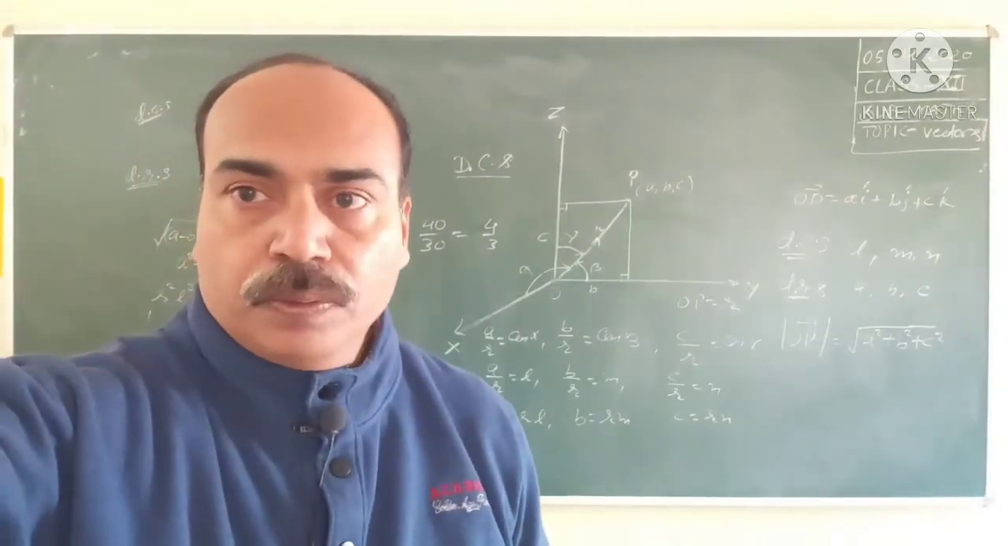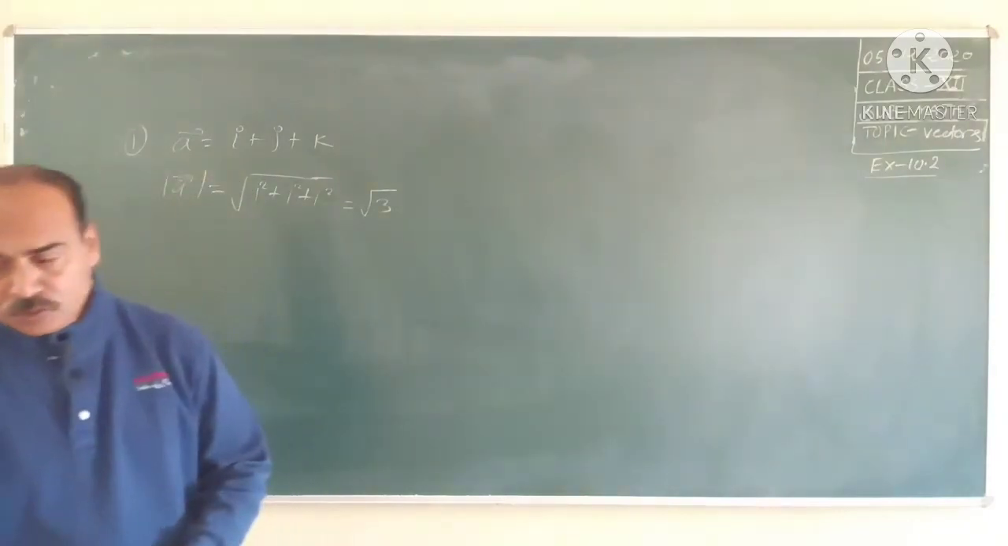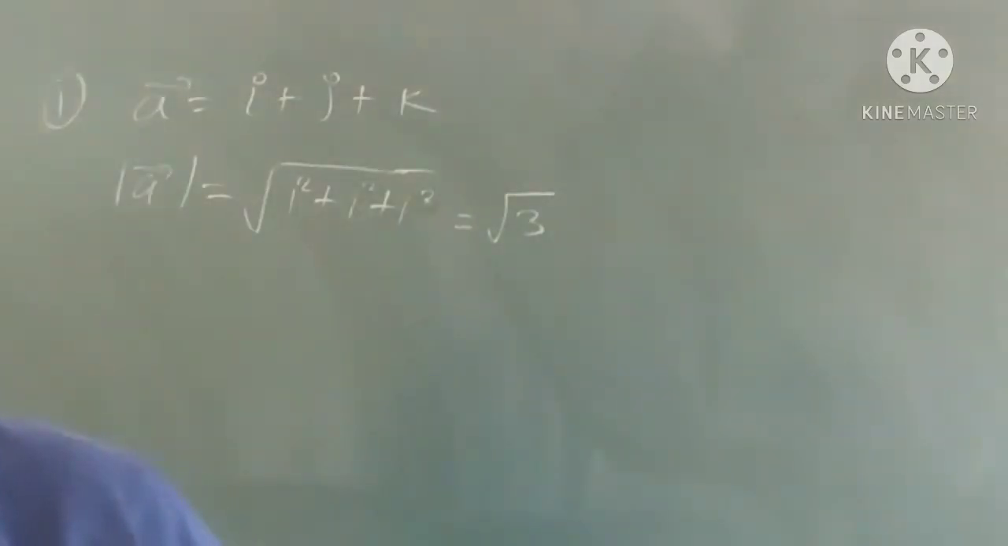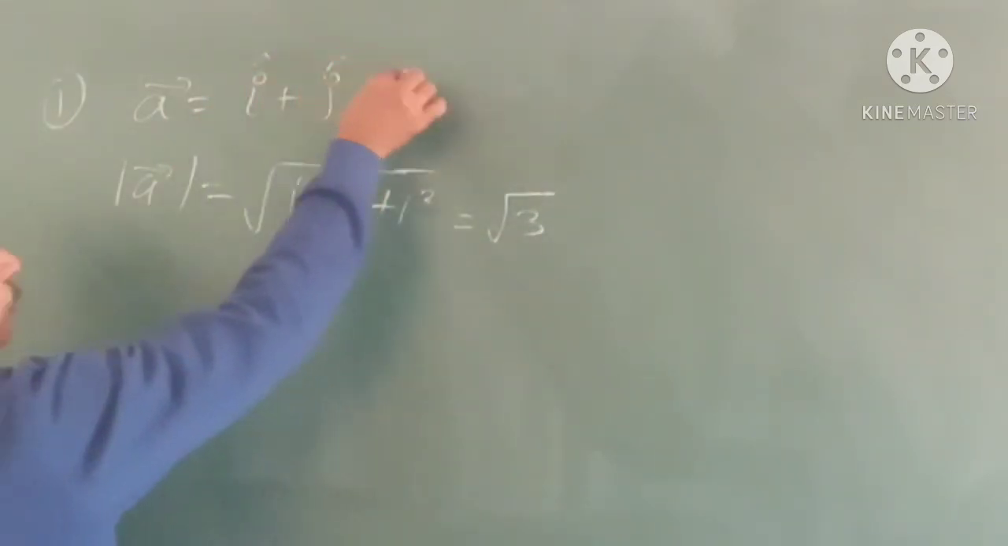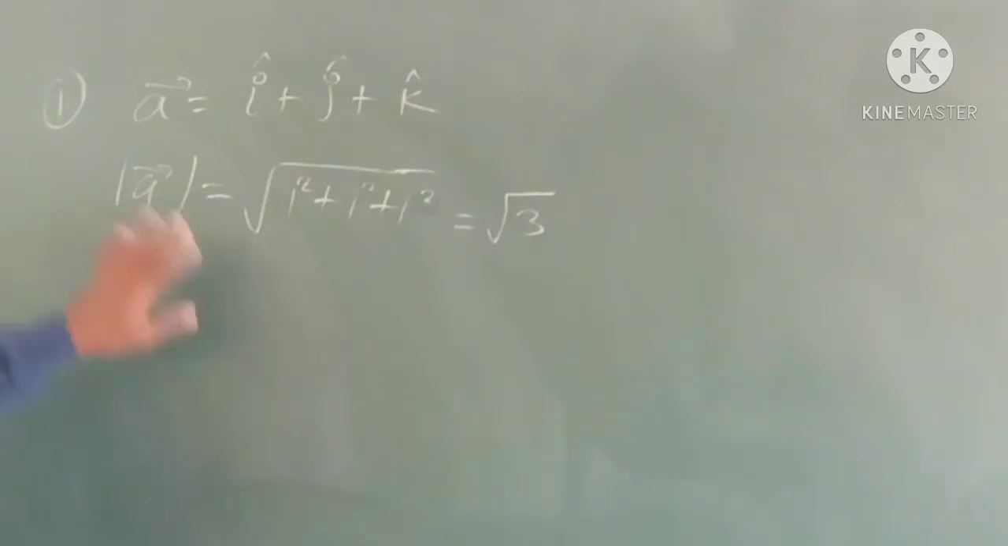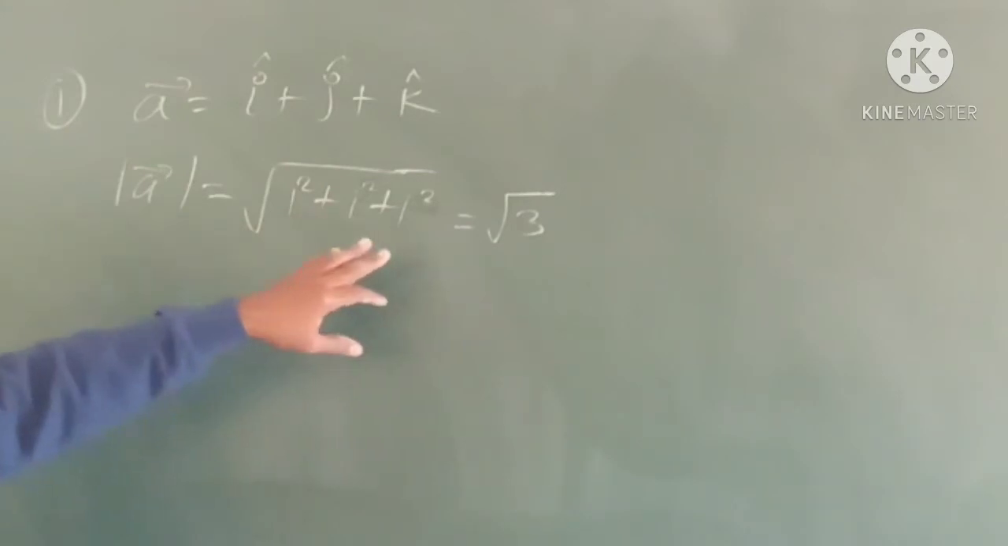Exercise 10.2. Okay, first question of 10.2. Compute the magnitude of the following vectors. Vector A is i plus j plus k. Its magnitude means mod of vector A, where the coefficients are 1, 1, 1. So 1 square, 1 square and 1 square, that is root 3.